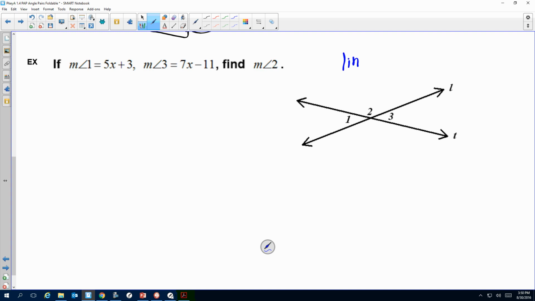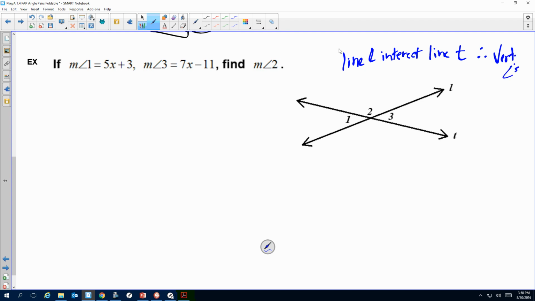All right, so since we see line L intersects line L, or line T, excuse me. I'm going to show this again in class. You'll see me write this again. This is a symbol that means therefore. This is when we're kind of making a conclusion. Therefore, we have vertical angles, and I'm going to abbreviate that.